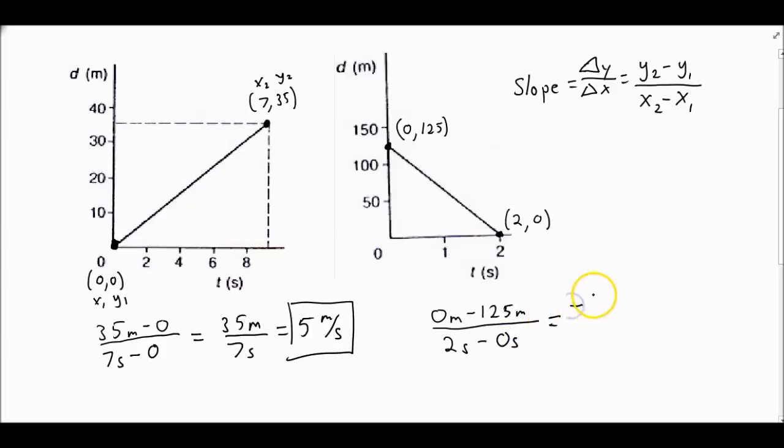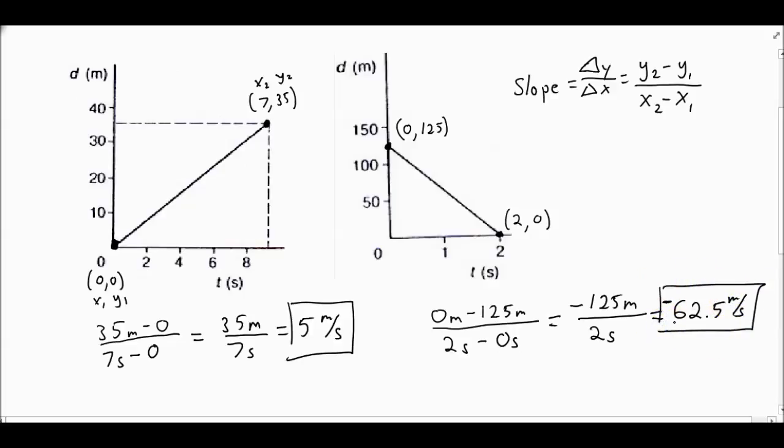So we get a negative 125 meters divided by 2 seconds, which comes out to negative 62.5 meters per second. In other words, this object is moving backwards, which is shown by this. The distance is decreasing as time goes on. Moving backwards, we get a negative slope.